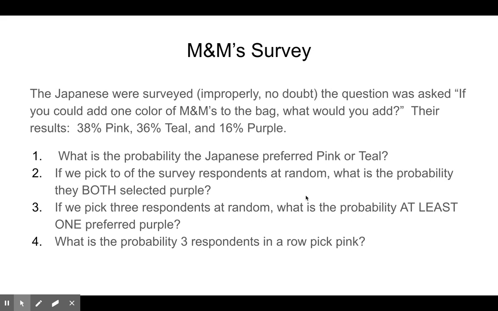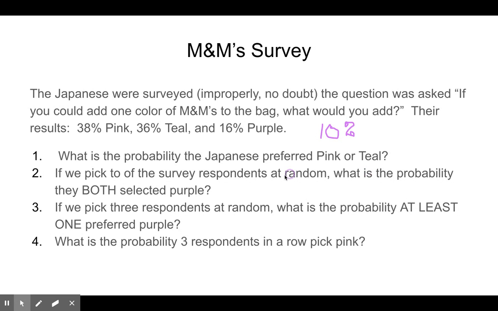Okay, so let's do an example. They take a survey for M&Ms, and they ask Japanese people, if we were going to introduce one new color to the M&Ms bag, what color would you add? So we've got 38% pink, 36% teal, and 16% purple. If you're like me, the first thing I always do is add these up and ask, is this all 100%? 30, 60, 70, 84, that's 90%. So that means there's 10% missing that I don't know what happened. Maybe it's some other color that people were choosing, or maybe they just didn't choose to answer, or I don't know. Okay, so there is 10% missing here.